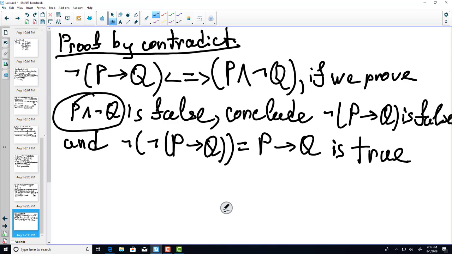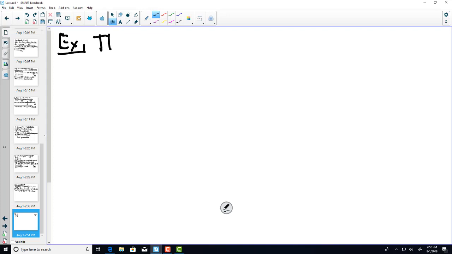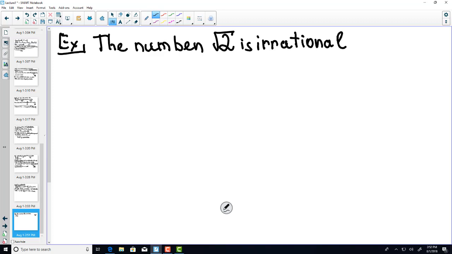So let's do an example of proof by contradiction. What we want to show is that the number square root of 2 is irrational. So we start by saying: suppose square root of 2 is rational.